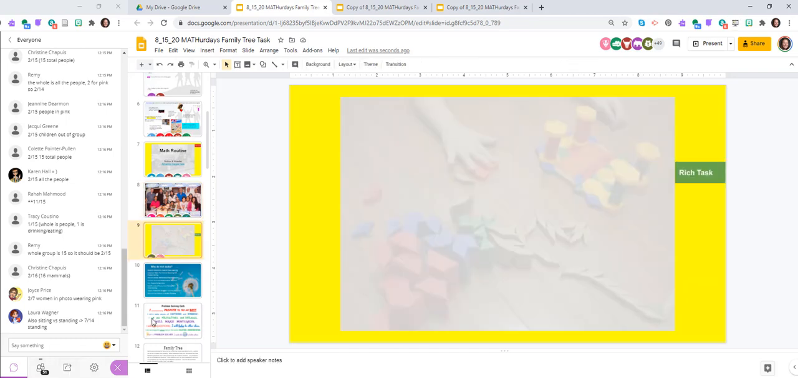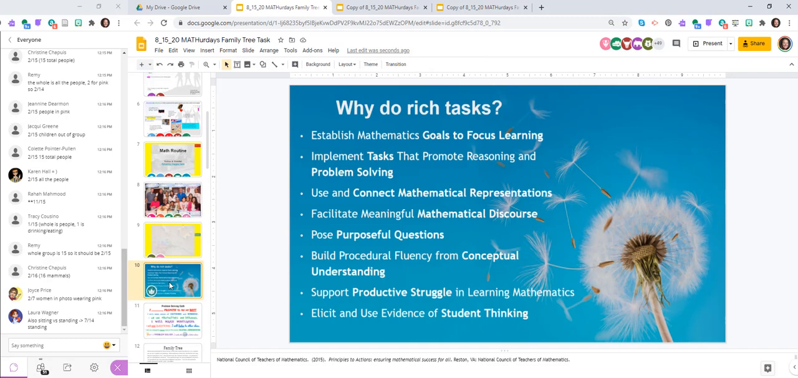Alrighty, let's jump right into our rich task. I have moved down to slide 10. And I always like to show the 8 math teaching practices from NCTM's Principles to Action as a foundation of why we do rich tasks. Today we're focusing on a goal. You're going to be doing some great problem solving, coming up with lots of representations. We will have lots of discourse through our small groups and our whole groups. You'll hear a lot of purposeful questioning, conceptual understanding, some fun, productive struggle, and everything will include evidence of student thinking.